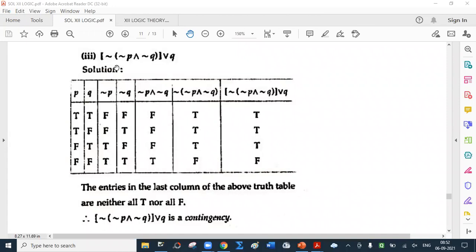Third one, negation P and negation Q or Q. So P, Q, then not P, not Q, not P and not Q, then its negation, and finally its disjunction with Q. So you will notice that entries in the last column are neither all T nor all F. So the statement pattern is neither a tautology nor a contradiction. It is a contingency. Write down.